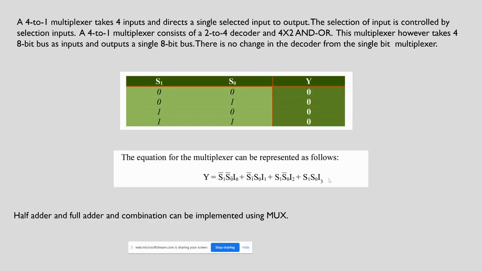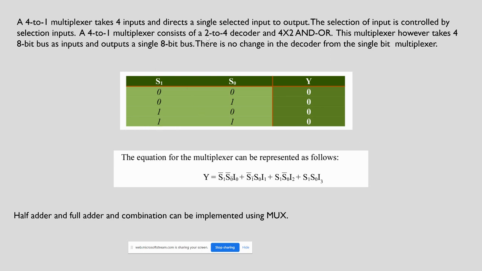So here we have just a quick example. I'm not going to get into details. Here it says a 4 to 1 multiplexer takes 4 inputs because it's a 4 to 1 multiplexer. 4 is the 4 inputs, 1 is 1 output. And if it's 4 inputs, then we have, I think, 2 selectors. We're going to find out that in a minute. And if it's 8 bits here as input, we also have 1 output.